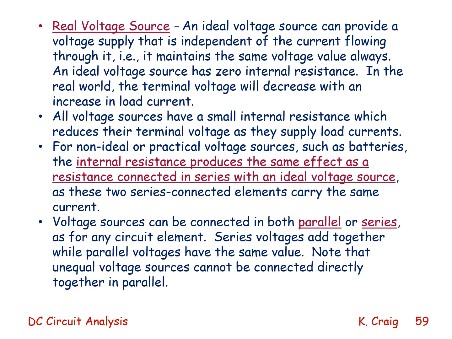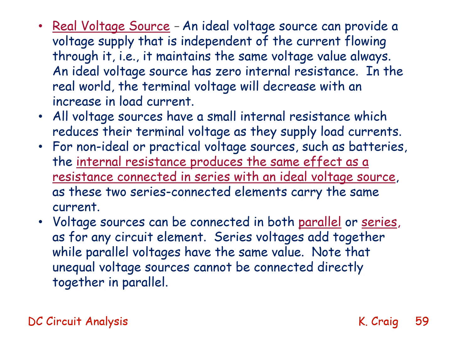An ideal voltage source can provide a voltage supply that is independent of the current flowing through it. That is, it maintains the same voltage value always. An ideal voltage source has zero internal resistance. In the real world, the terminal voltage will decrease with an increase in load current. All voltage sources have a small internal resistance, which reduces their terminal voltage as they supply load currents.